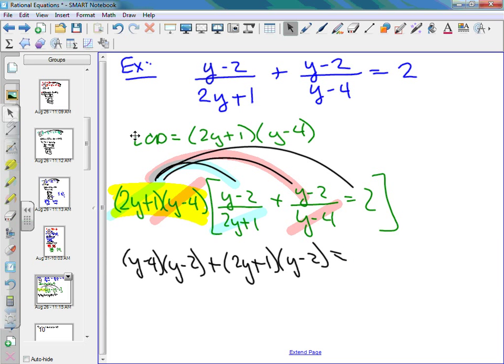Had to back up. 2y plus 1 times y minus 4 is what's left. Everybody with me?